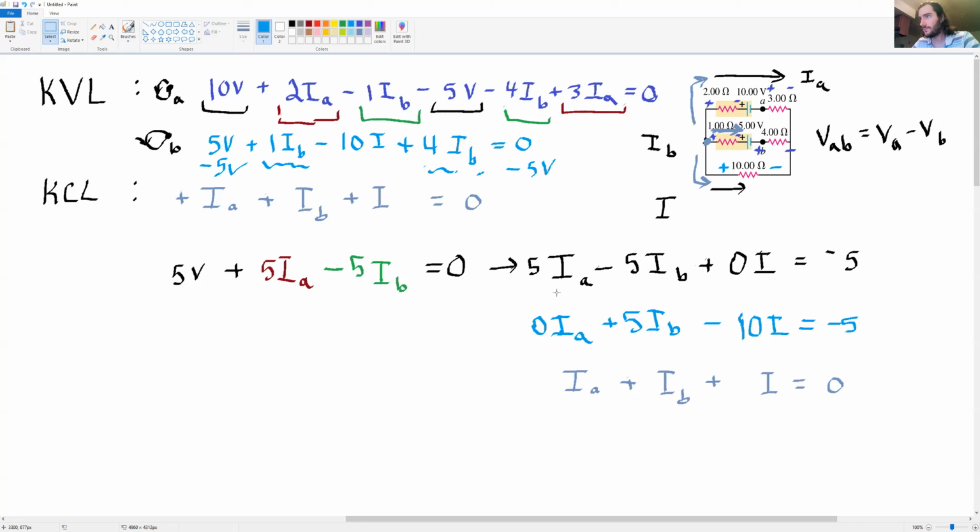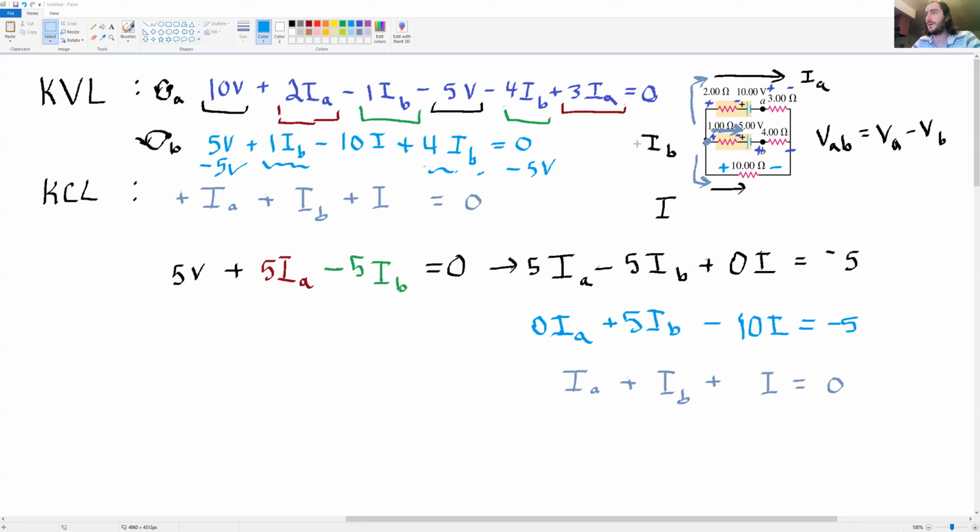Whatever method you want to use to solve for these 3 currents, is there a particular method that you guys want to see? Do you want to see me do it using matrix methods? Do you want to see me do it using just the standard, solve for one and plug it into another equation? What do you guys want to see? So let me know in the chat, or you can speak up. Any method works.